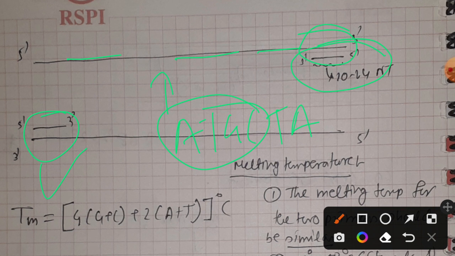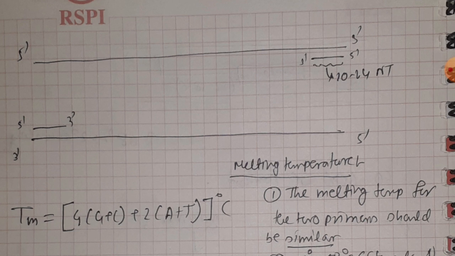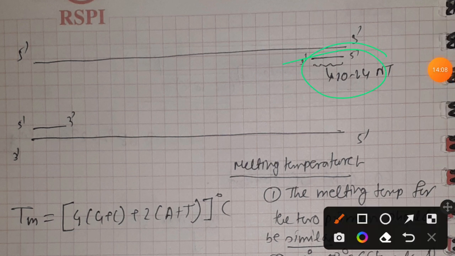So that is why the length should be 20 to 24 nucleotides, then it will help you match the demanded Tm value to get a good primer. Not only that, 20 to 24 nucleotides will ensure the specificity of the primer.